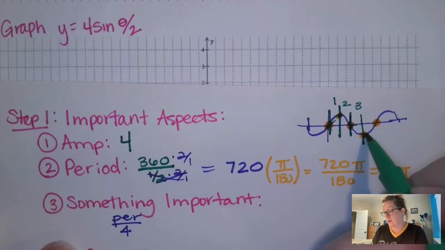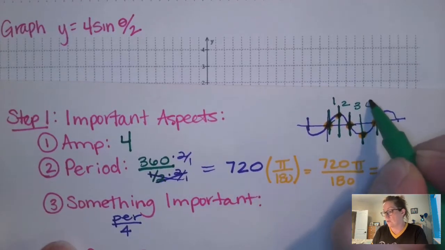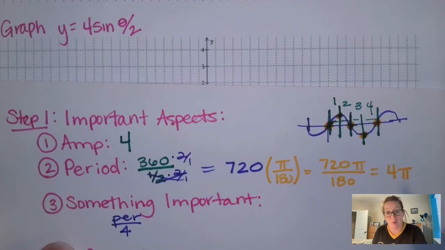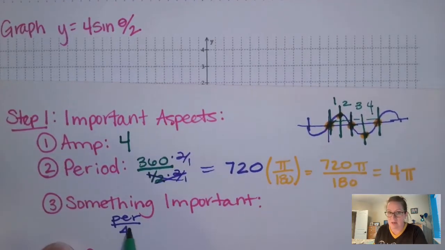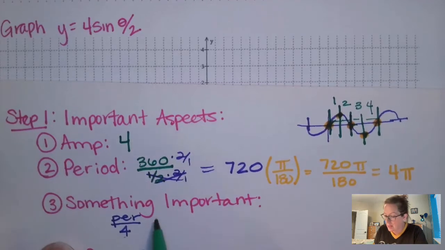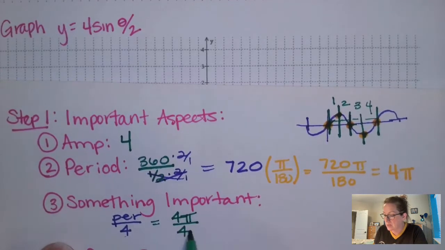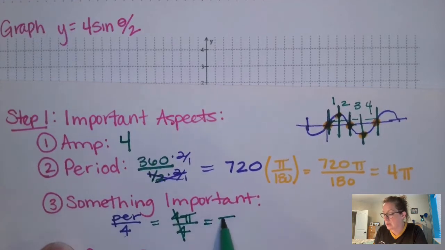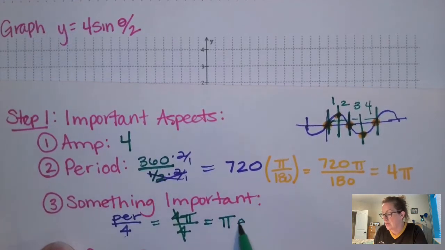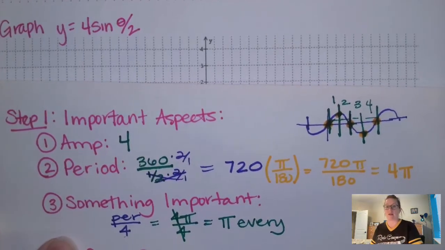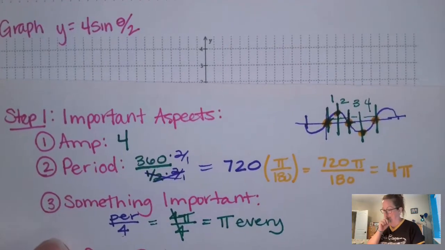Distance between halfway point number 2 and the end is 4. So we have these 4 spaces, but 5 points. So this will always be divided by the number 4, okay? Our period is 4 pi, and we're going to divide it by 4. So that means something important is going to happen every pi degrees. Okay, so every pi degrees, we are going to have a point.